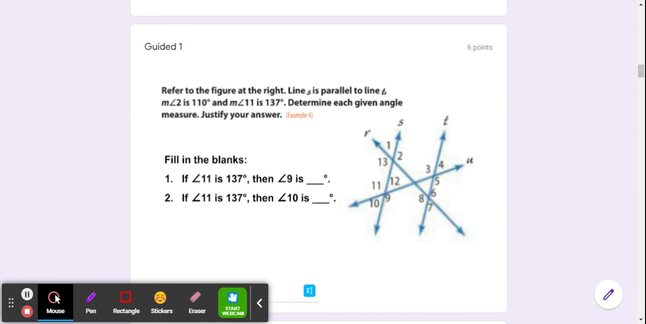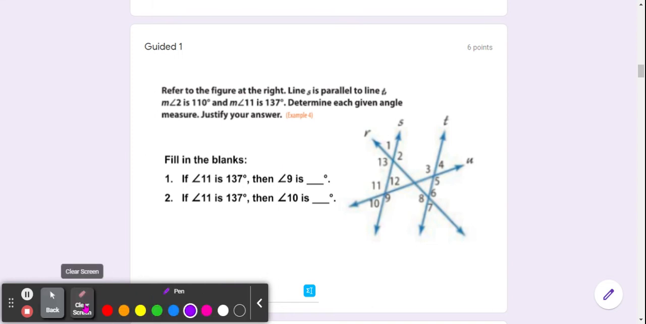It says, refer to the figure at the right. Line S is parallel to line T. Measure of angle 2 is 110 and measure of angle 11 is 137 degrees. Determine each given angle measure and justify your answer. So the measure of angle 11 is 137 degrees. Let me go to that angle. So where is 11? Here it is right here.